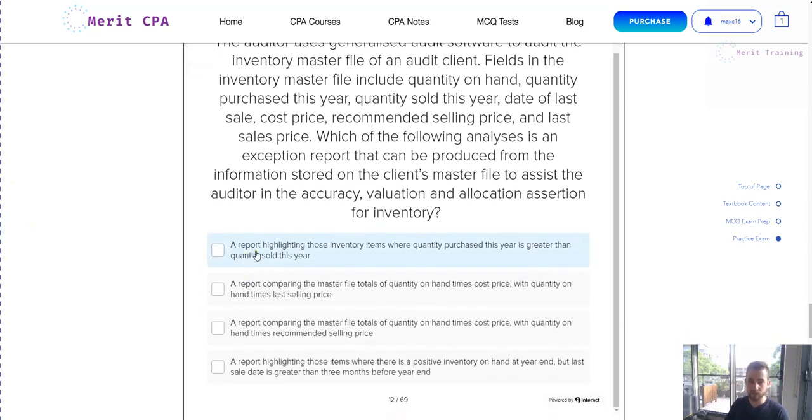Is it A, a report highlighting those inventory items where quantity purchased this year is greater than quantity sold? B, a report comparing the master file's totals of quantity on hand times cost price with quantity on hand times last selling price? Is it C, a report comparing the master file's total of quantity on hand times cost price with quantity on hand times recommended selling price? Or is it D, a report highlighting those items where there is a positive inventory on hand but last sale date is greater than 3 months before year end?